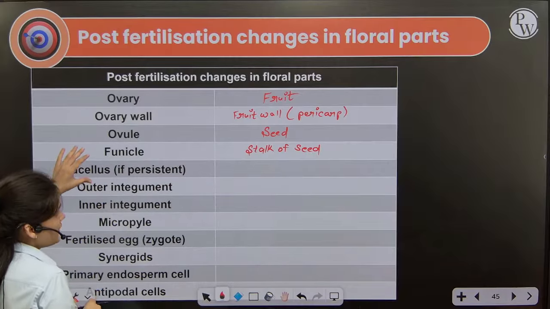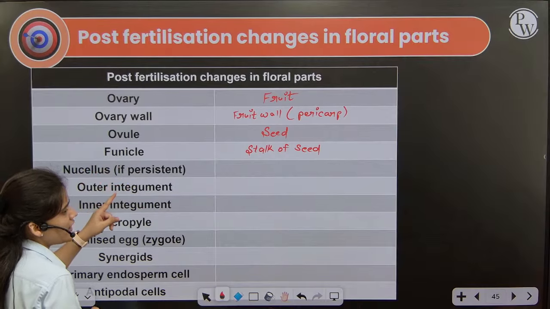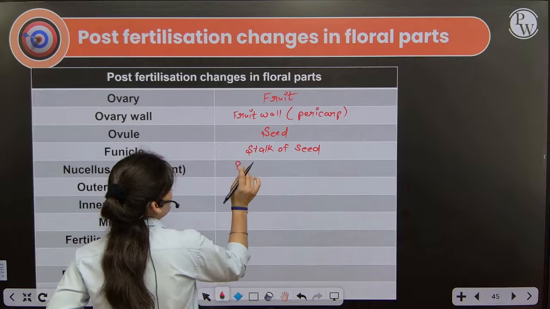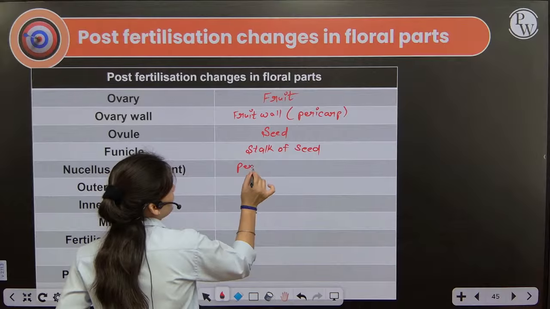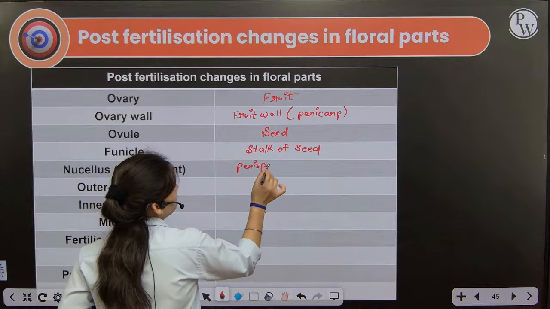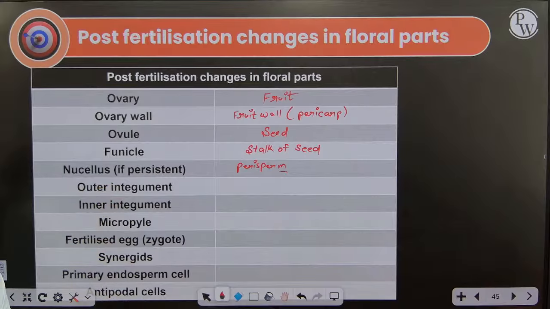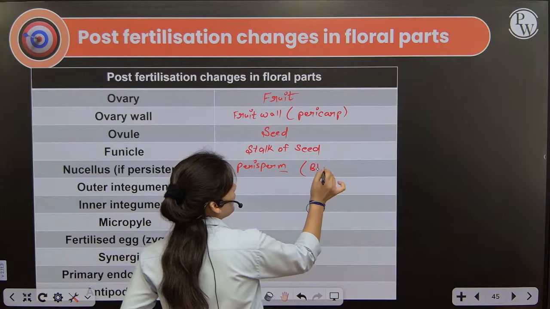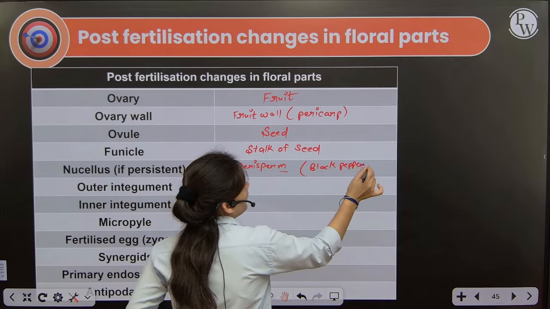What happens to nucellus if nucellus persistent after double fertilization? That nucellus become perisperm. And this condition is seen in case of black pepper and beet.